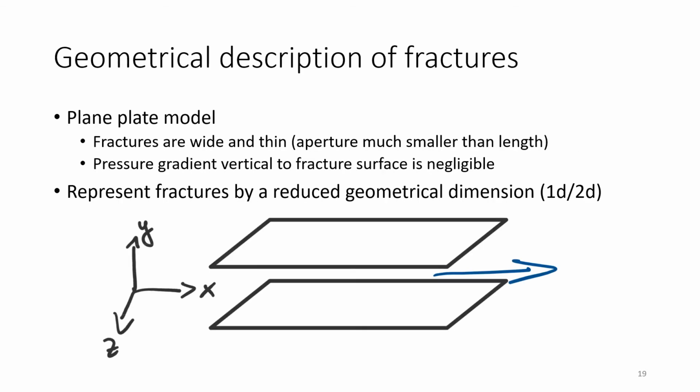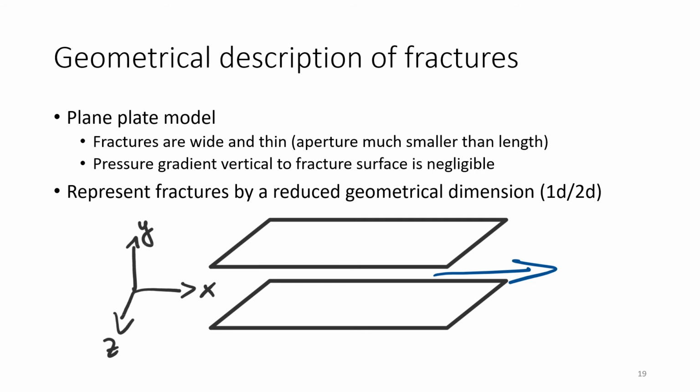So when we look at the fracture, the most simple approximation we can get is a plane plate model, which means you have two similar planes which are separated by some distance, which is the fracture aperture. And usually those fracture apertures are much smaller than the other two spatial dimensions, meaning the fracture is usually much longer and wider than it is thick. And this also usually causes the effect that we can neglect the pressure gradient vertical to the fracture surfaces.